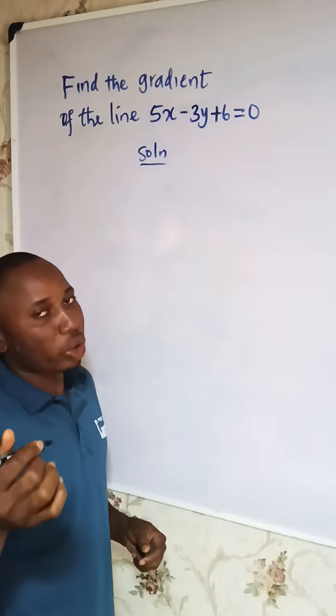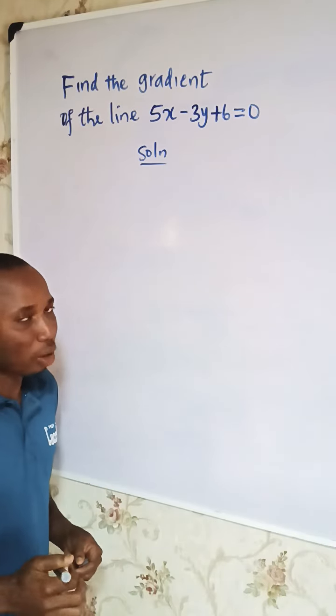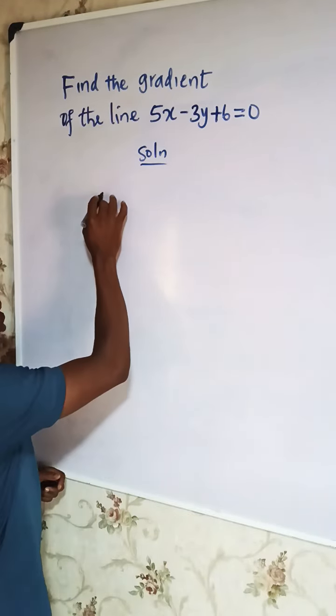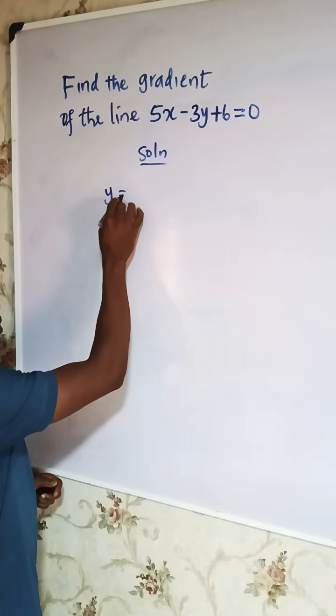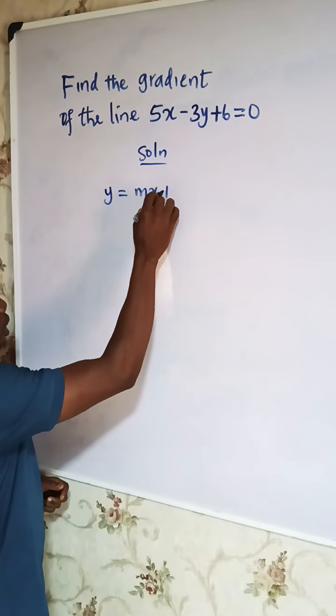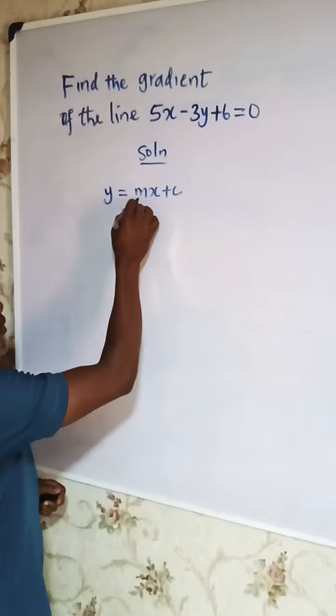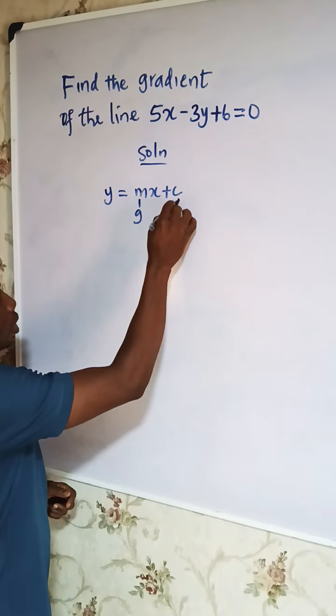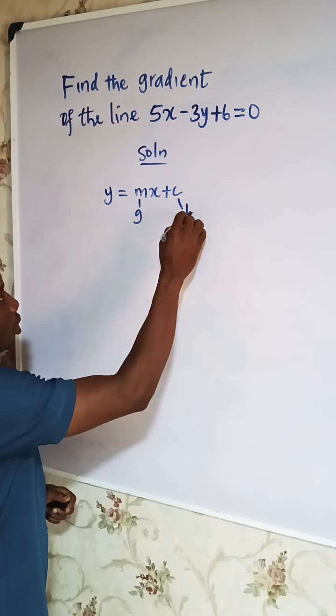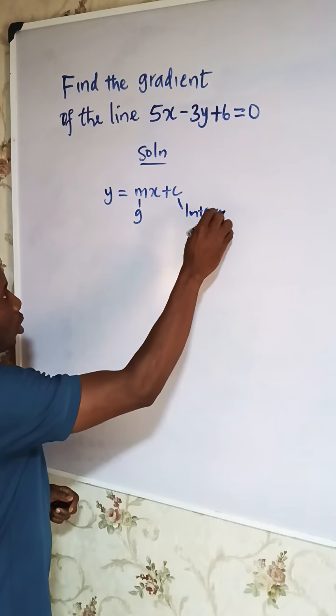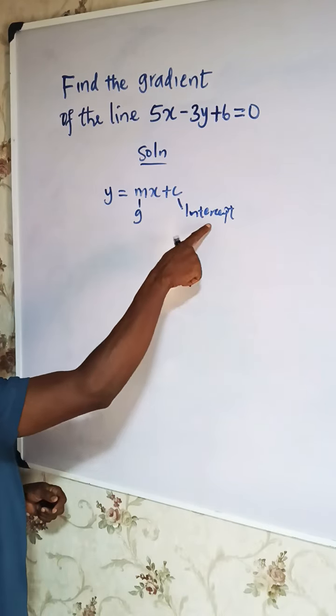And then you will need to recall what is the equation of a straight line. What is the equation of a straight line? Equation of a straight line is given by y = mx + c, where this m here is the gradient and this c here is the intercept. But we're not after the intercept.